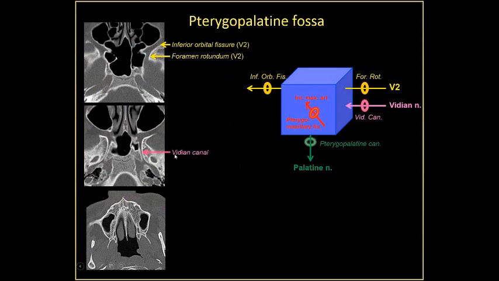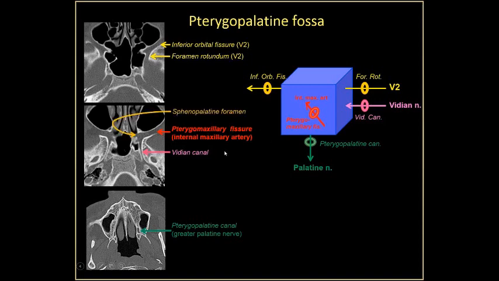We have the Vidian canal more inferiorly and medially through which the Vidian nerve passes. And then lower down, we have the pterygopalatine canal carrying the greater palatine nerve. Now, laterally, on the lateral aspect of the pterygopalatine fossa, we have the pterygomaxillary fissure, which contains the IMAX.